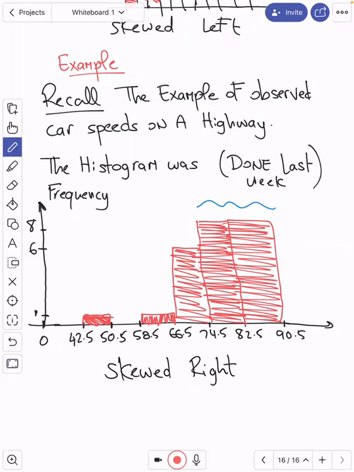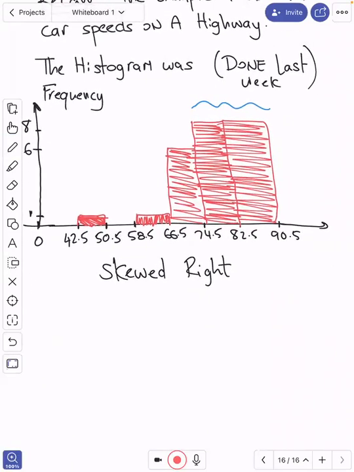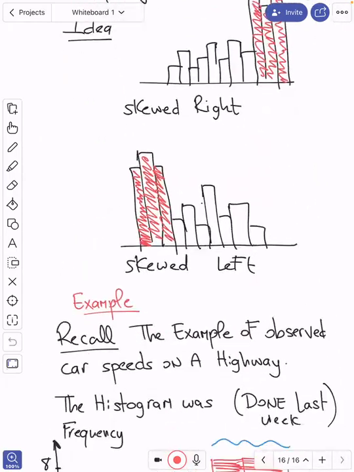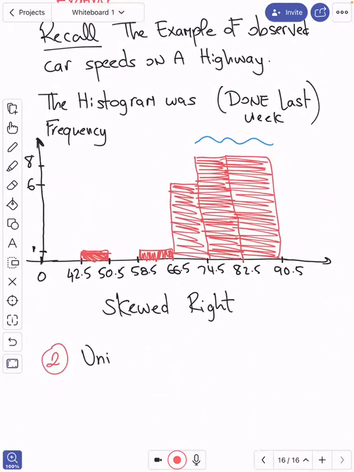All right, so that's the first term. As I said, there are 4 different terms to describe shapes of histograms. We have skewed left or skewed right, and then there's uniform or regular. So this is number 2, the second term: uniform. Oops, that's not what I want to do. Did I use red for the skewed? Yes, I used red. So I'm going to do the same thing.